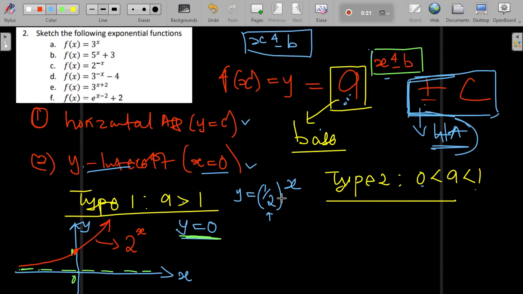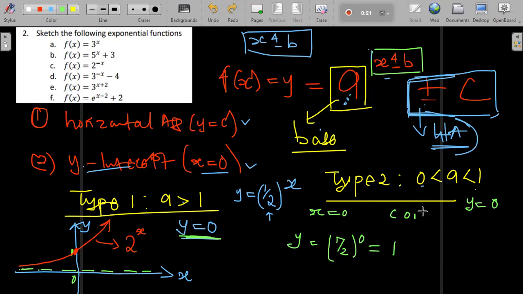So first thing first, you have to find your horizontal asymptote. There's nothing being added to this equation here. So that would mean that our horizontal asymptote is just y is equal to what? 0. And then what else do we need? We said we need the y-intercept. So for the y-intercept, we let x be equal to 0, and then we replace it into this equation. So it will be y is equal to half to the power 0. Any number to the power 0 is just 1. So it means the point here is what? 0, 1.